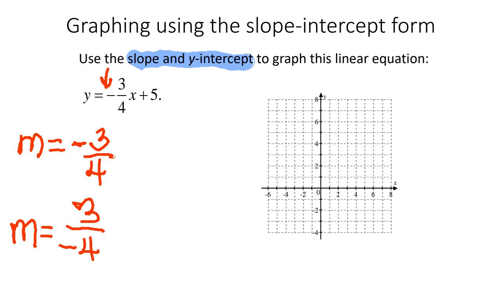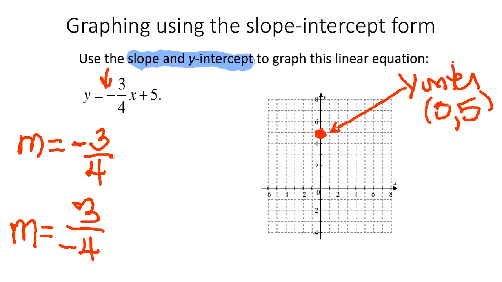And why do I have two slopes? This is where it comes in. My y-intercept is 0, 5, which means it's right here. This is that point. And notice there's my intercept. Now, this is what I call slope number 1.